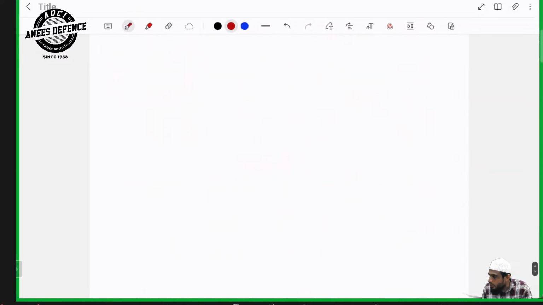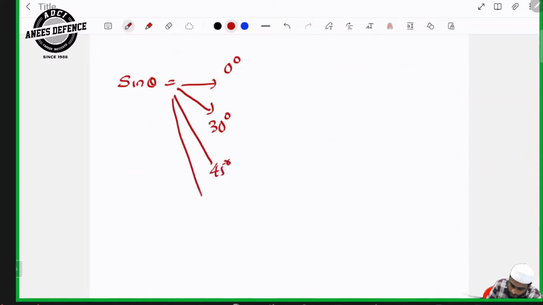This is the concept. If you don't know trigonometry's basic values, you should remember them. Wherever you are going, that trigonometric basic is very required. You see this one, sine theta. It can be 0 degree, it can be 30 degree, it can be 45 degree, it can be 60 degree, this can be 90 degree.